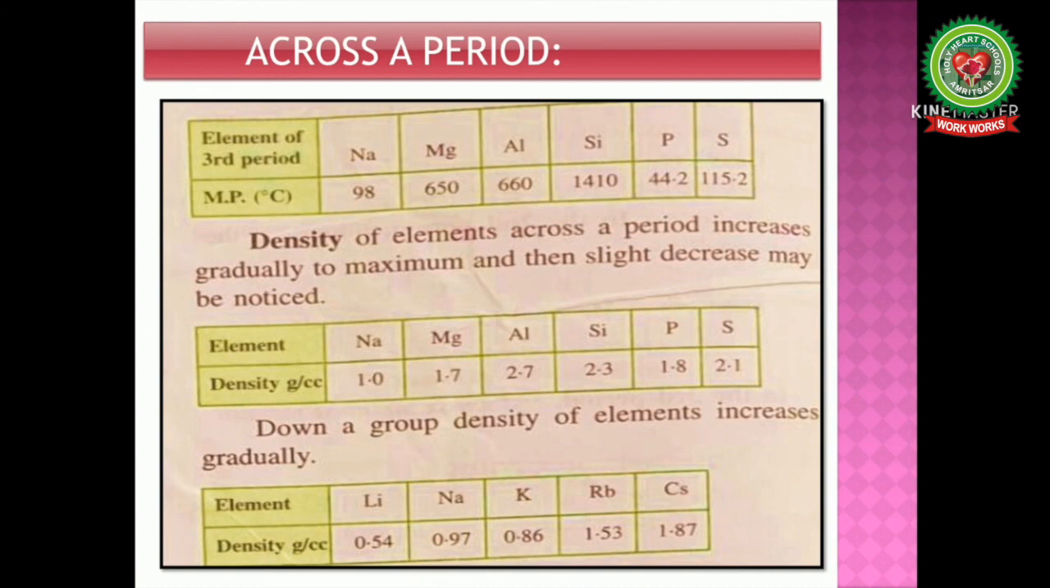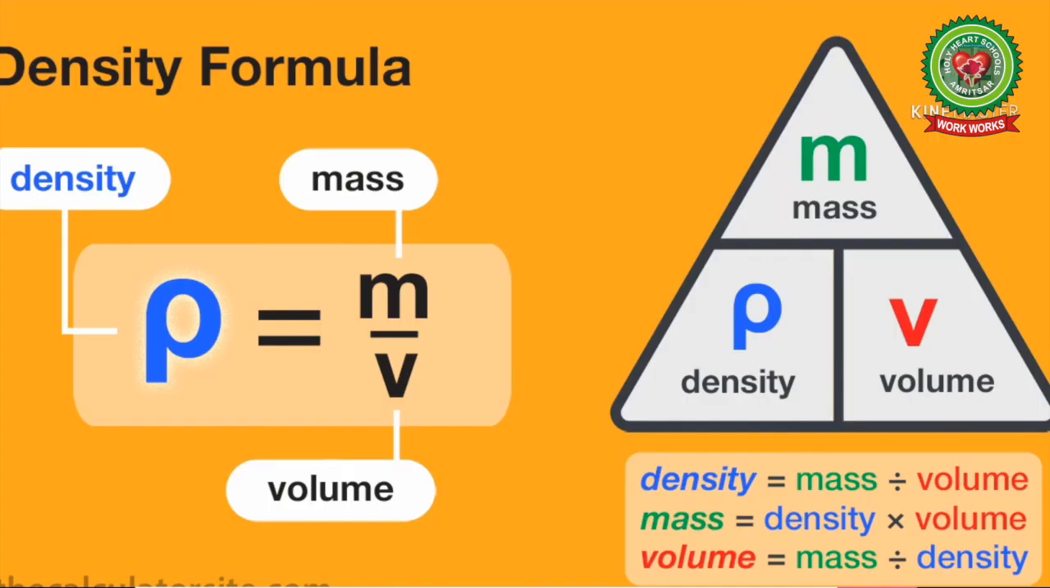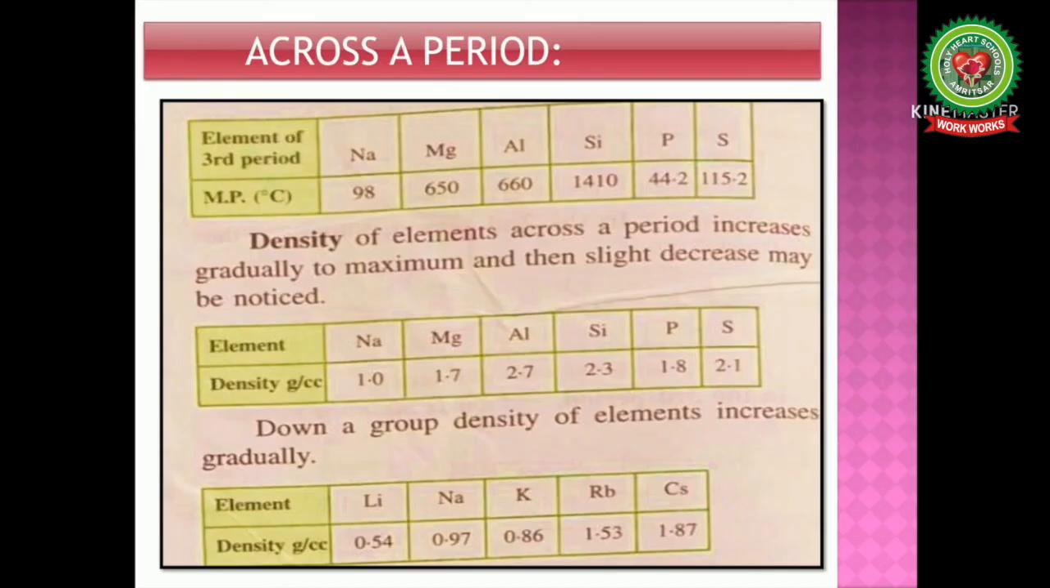The next property is density. Density means mass per unit volume of an element. It is measured in grams per centimeter cube. Density of elements across a period increases gradually to a maximum and then starts showing a decreasing trend. Whereas down a group, the density of elements increases gradually. It means cesium is denser than lithium.